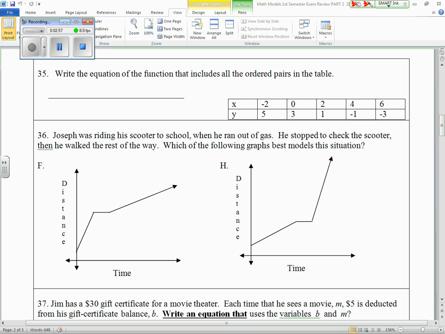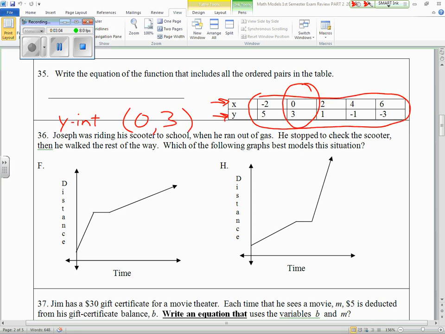Write the equation of the function that includes all the ordered pairs in the table. So how are we going to find the equation that will produce this set of data? We locate our y-intercept. We know that's 3. So now we need to find the slope. If we can find the slope and the y-intercept, then we have the equation. So we know it's y equals something x plus 3. But we need to know what the slope is. So how do we calculate the slope?